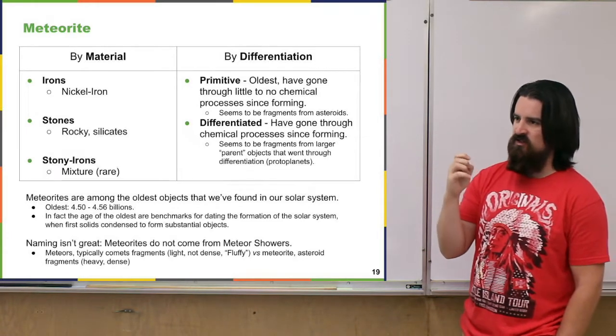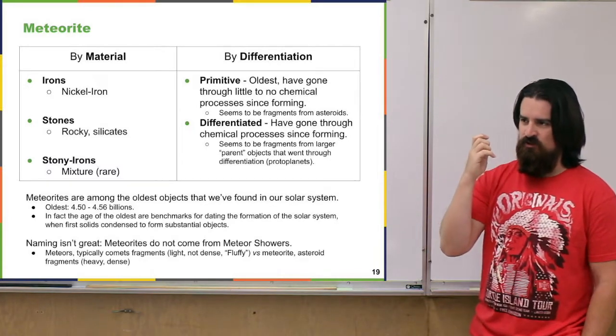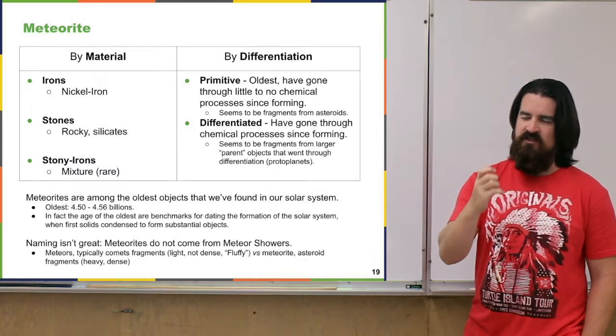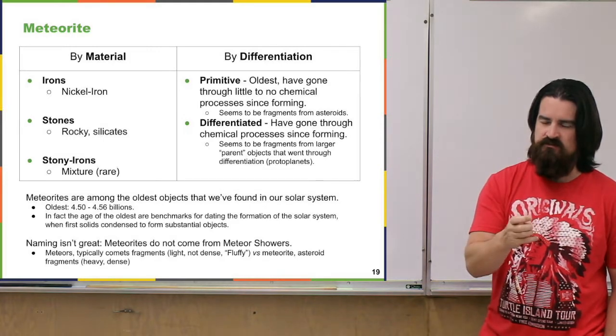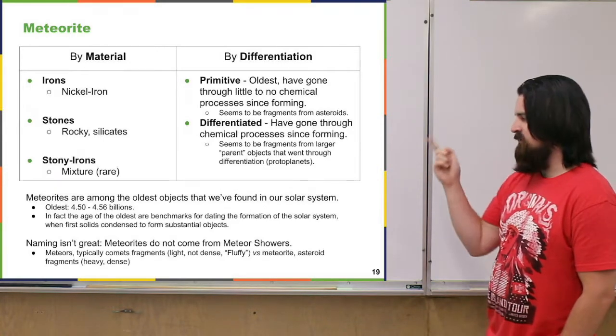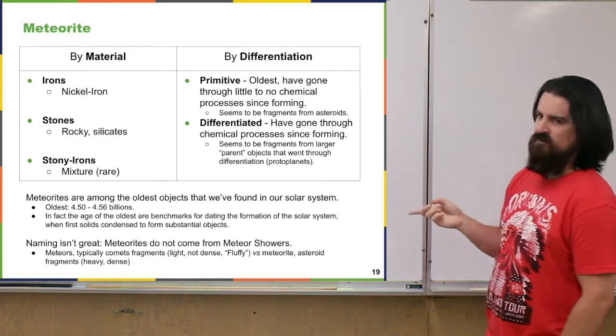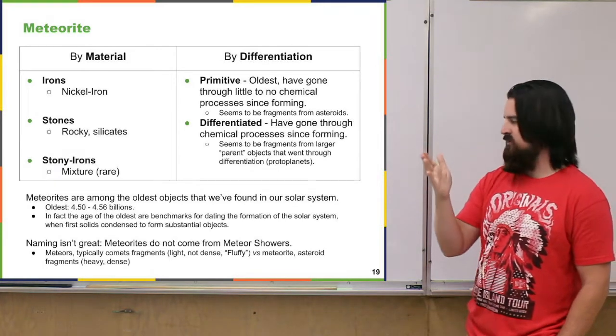Like I said earlier, in astronomy, there's a number of places where we still use the same name for things, even though we know that they're not really the same things anymore. It's just unfortunate. But when we talk about meteorites, they do not come from meteor showers. It sucks. It's just what it is, right?